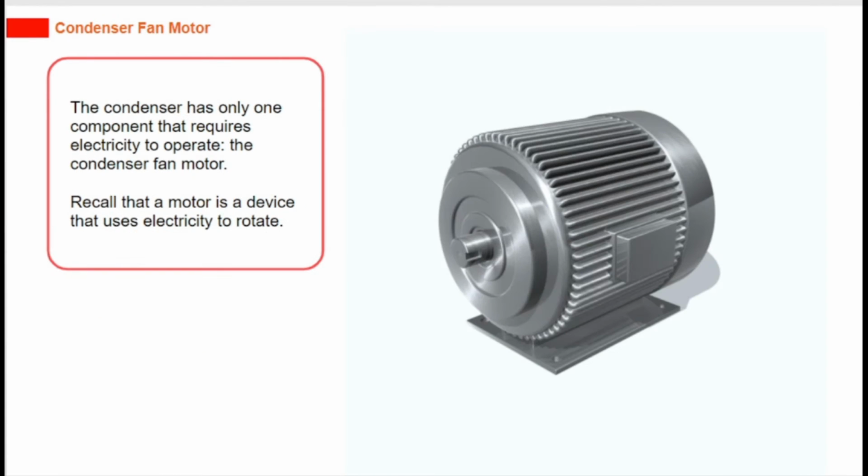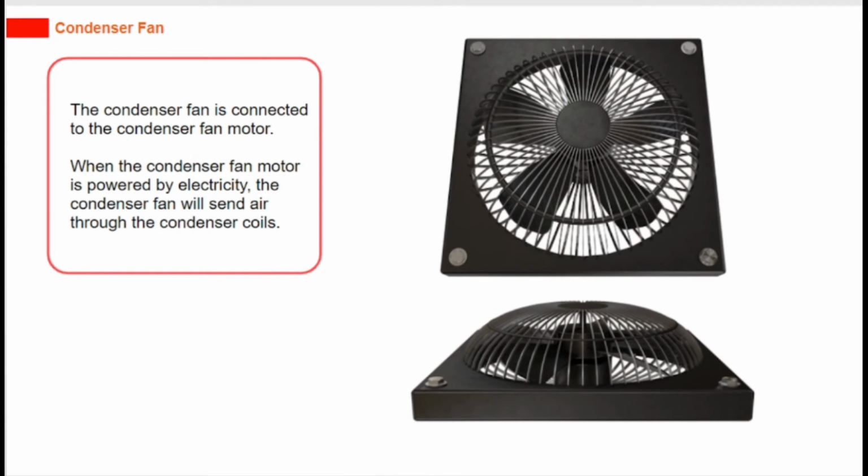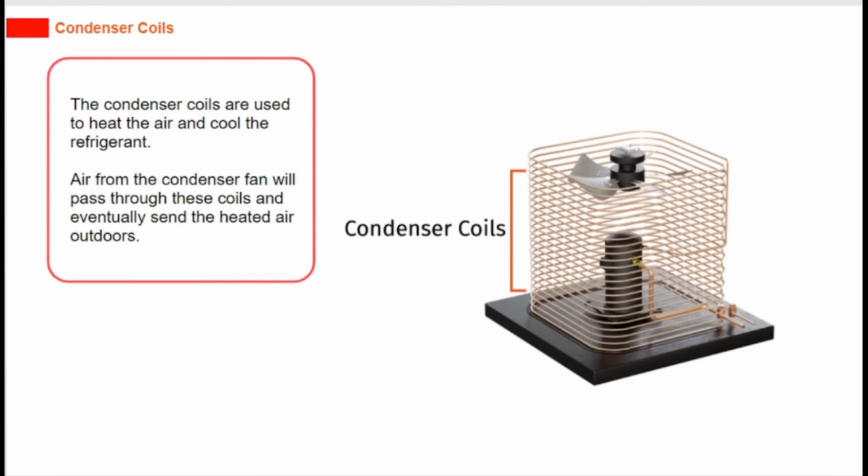The condenser has only one component that requires electricity to operate, the condenser fan motor. Recall that a motor is a device that uses electricity to rotate. The condenser fan is connected to the condenser fan motor. When the condenser fan motor is powered by electricity, the condenser fan will send air through the condenser coils. The condenser coils are used to heat the air and cool the refrigerant. Air from the condenser fan will pass through these coils and eventually send the heated air outdoors.